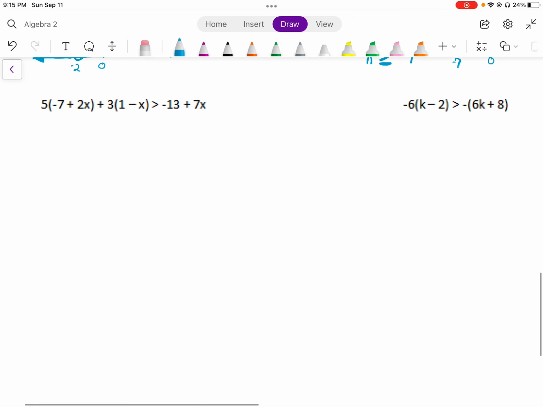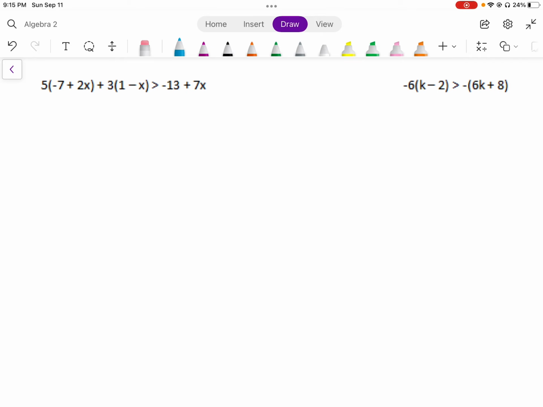I'll scroll up here. Actually, scroll down. Another one to solve. More distributive property. Negative 35 plus 10x plus, and we have distributive property again, 3 minus 3x is greater than negative 13 plus 7x. We'll go ahead and continue simplifying this left side for now.